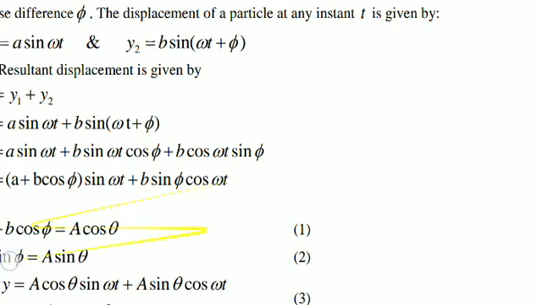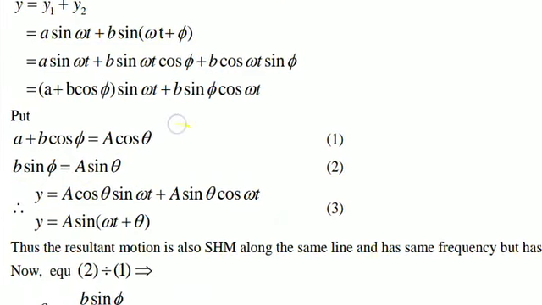Here you see a sin omega t, and here it is b sin of omega t plus phi. So sin omega t can be taken as common, and in the bracket we will be left with a plus b cos phi. So y is equal to a plus b cos phi into sin omega t, plus the remaining factor b sin phi into cos omega t. Now let us resubstitute something.